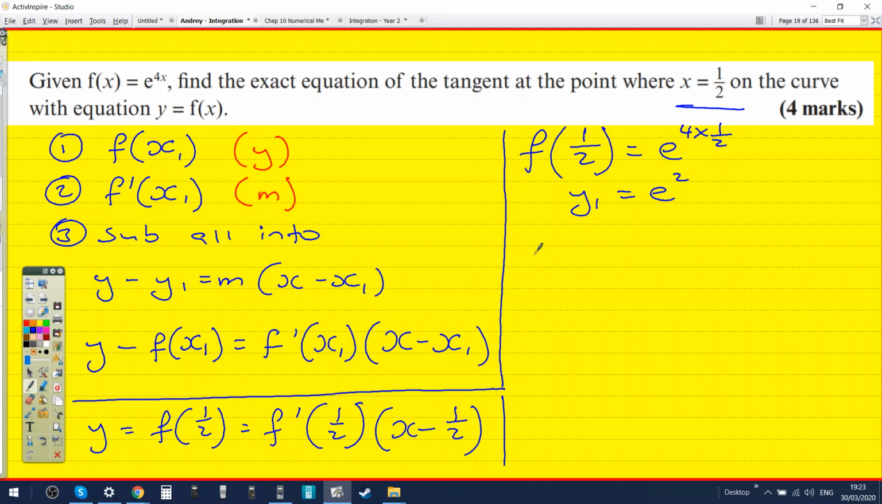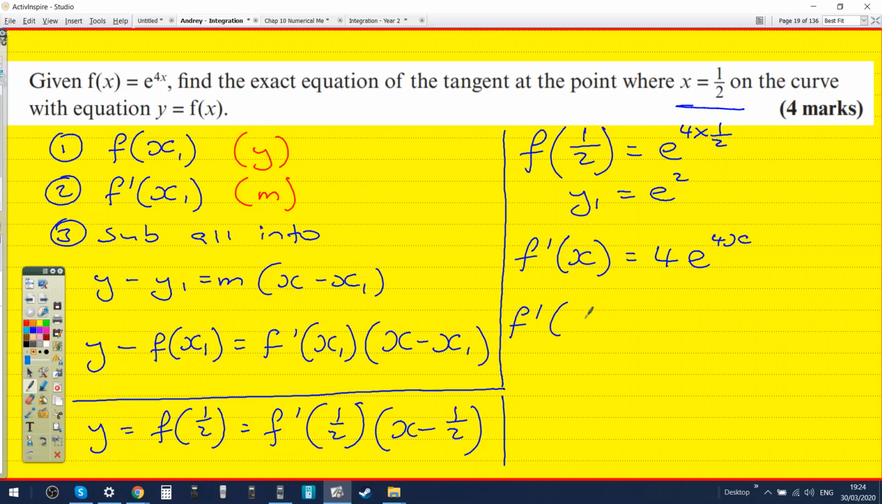So did you get f dash of a half? No. So find f dash of x. f of x is e to the 4x, so that would be 4e to the 4x. Yeah. Is that what I need to get? Do I now need to put the half into the x? Yeah, put half into the x for this one. So that would be 4e to the 4 times a half, which is 4e squared.